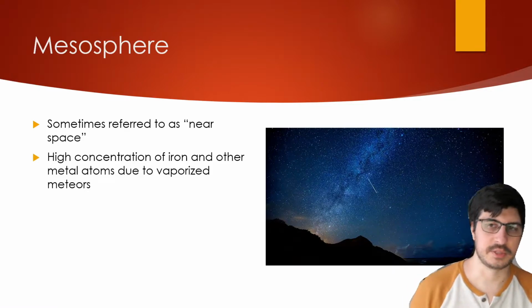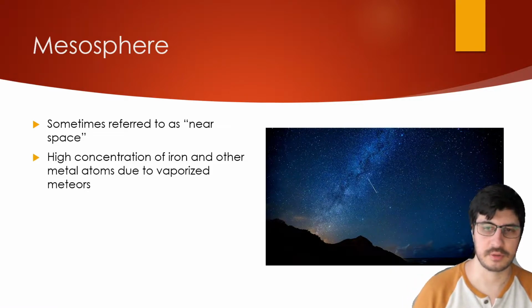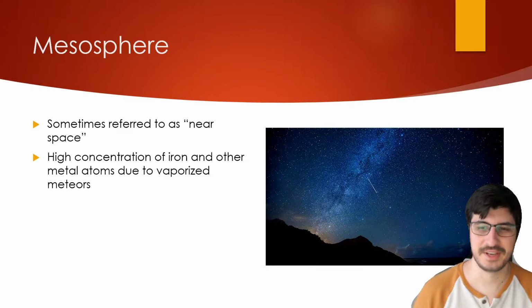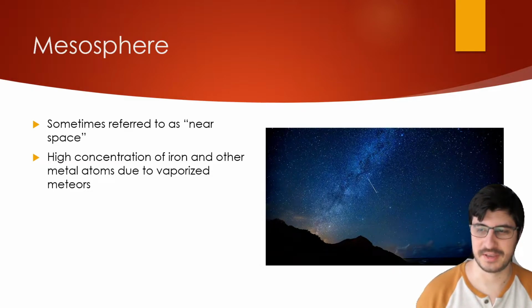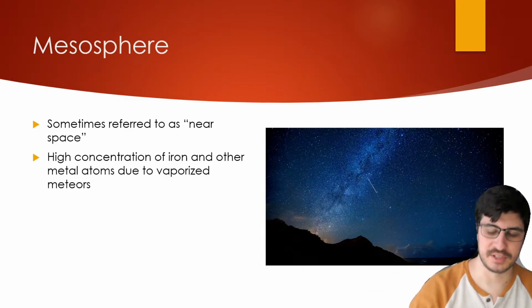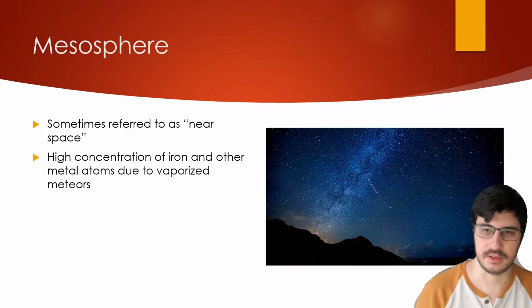Next up, we have the mesosphere, or mesosphere, depending on how you want to say it. Sometimes it's referred to as the near space layer, or just near space in general. They have a high concentration of iron and other metal atoms, and this is due to the fact that this is the layer that protects us, funny enough, from meteors that would try and strike us. So they burn up in the atmosphere in this layer. And that iron and other metal atoms from the meteors actually remain in this layer.